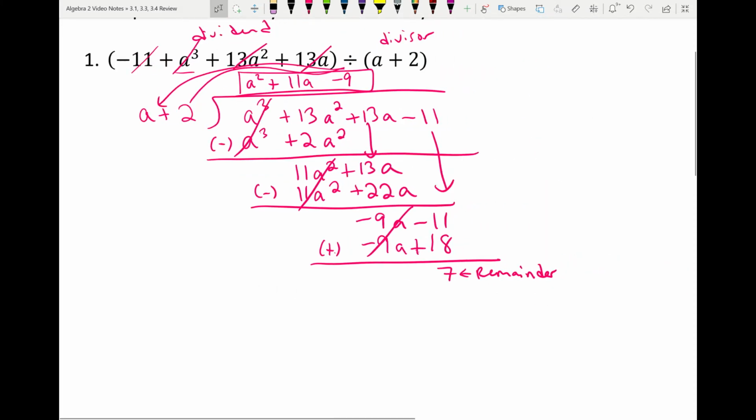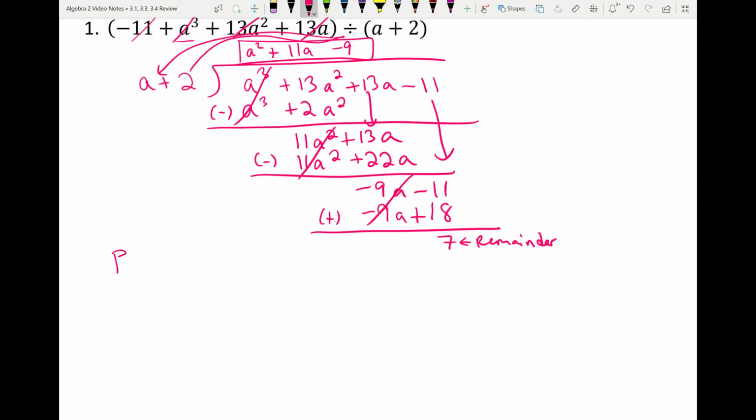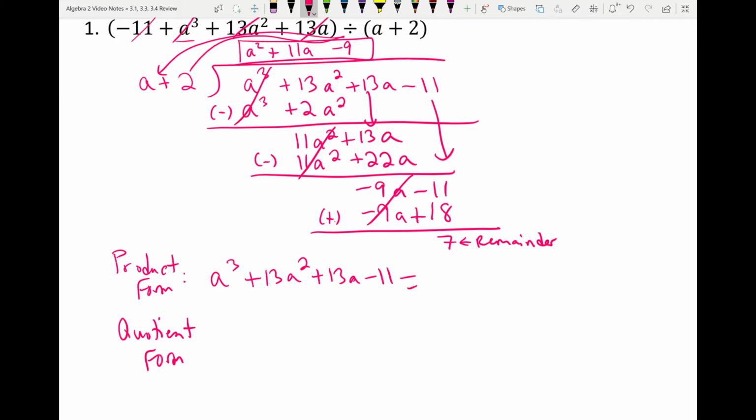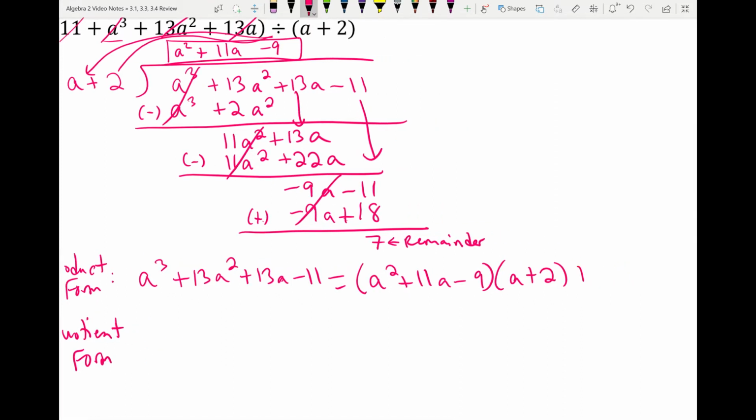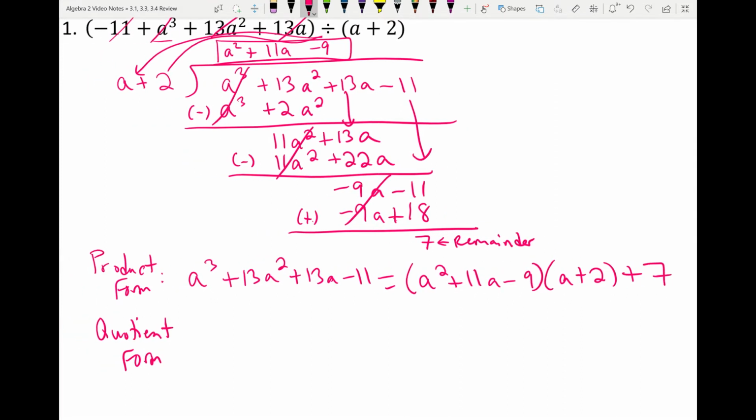So we've got to put this in the two forms: the product form and the quotient form. For the product form, we have our dividend is equal to our quotient times our divisor plus our remainder. So that's our product form.